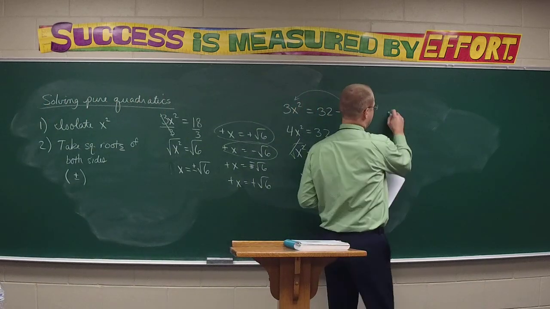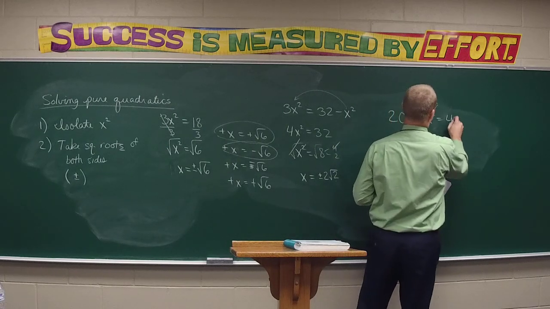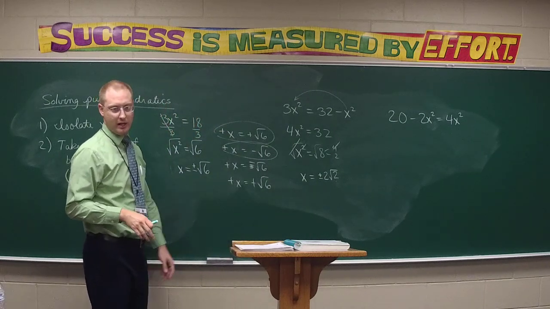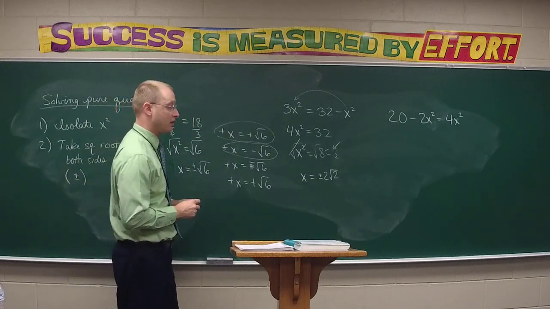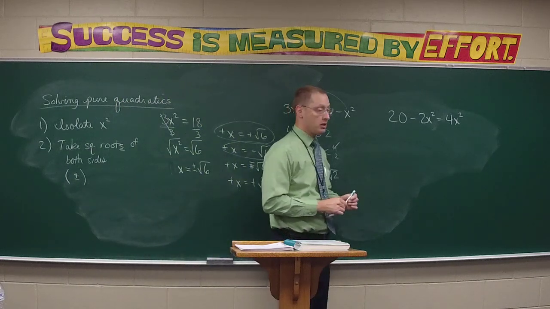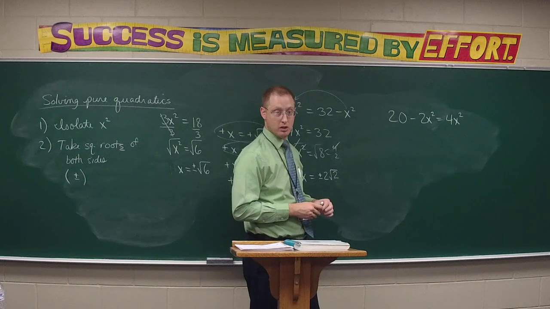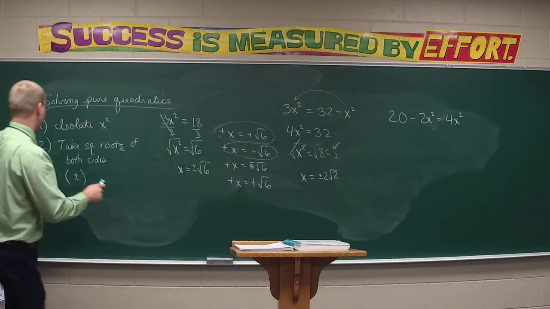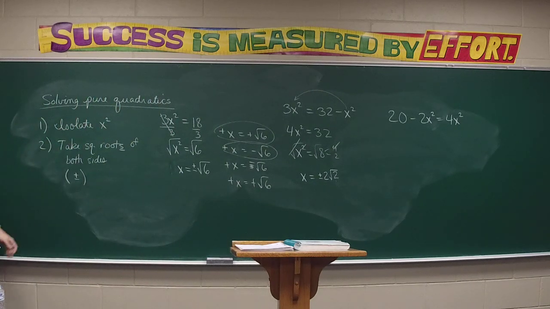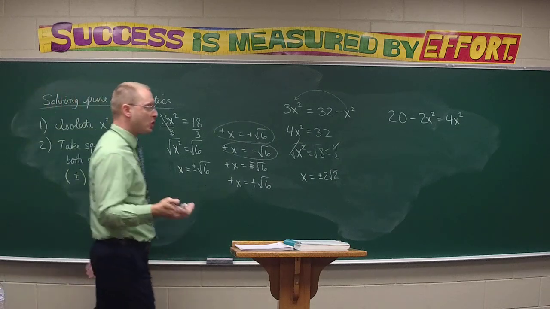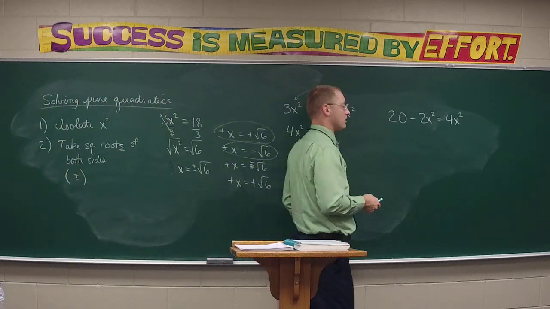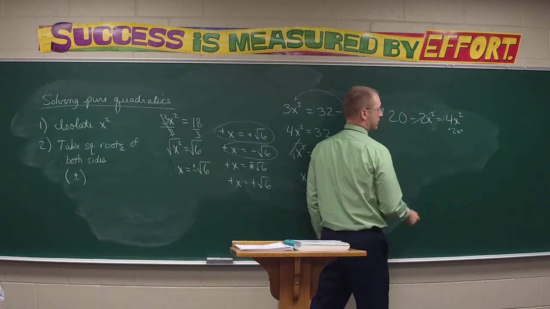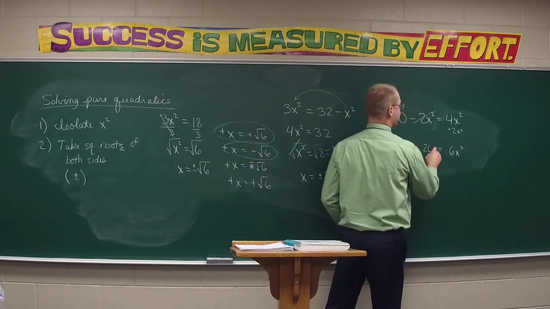All right, this one down. 20 minus 2x squared equals 4x squared. And what should we do here? Genesis? I don't really want to factor here. That's not one of my key steps. My first step is to isolate x squared. But we've got a problem, Genesis. There's two of them. So what do we got to do? Bring in the negative 2x squared over as a positive, to get 6x squared is equal to the 20.